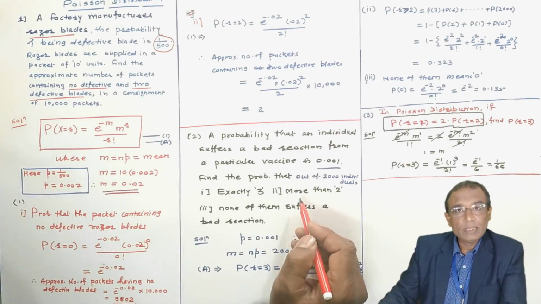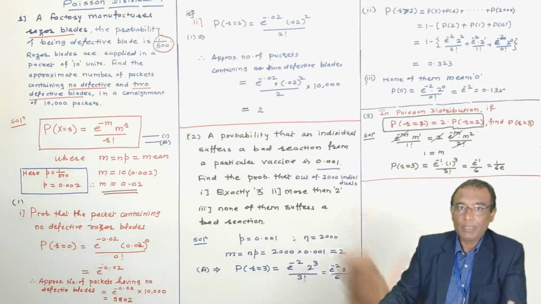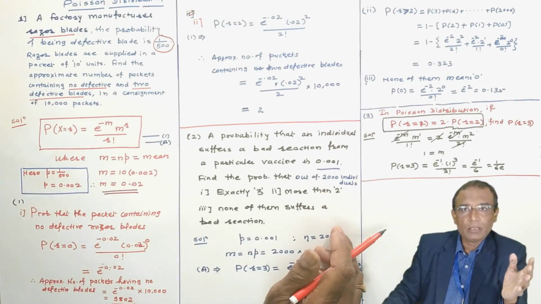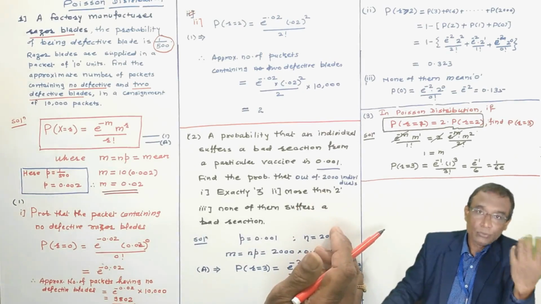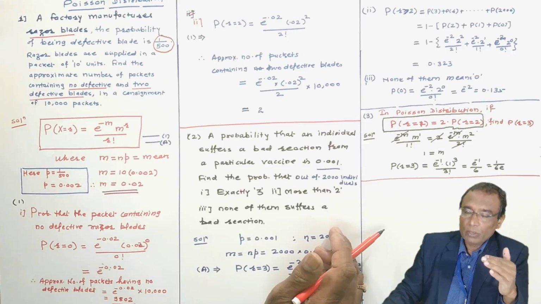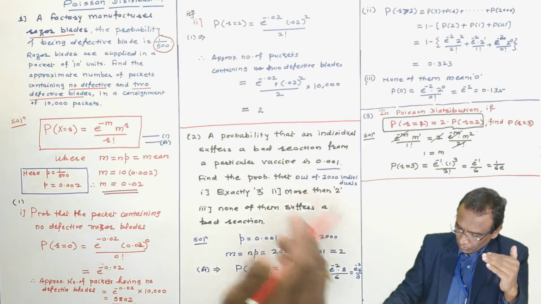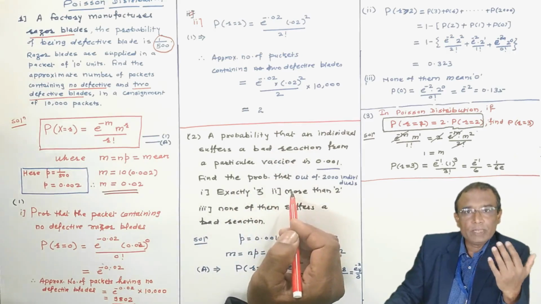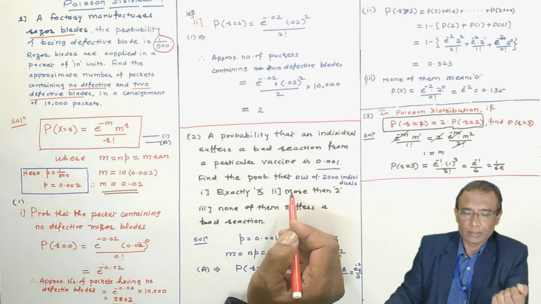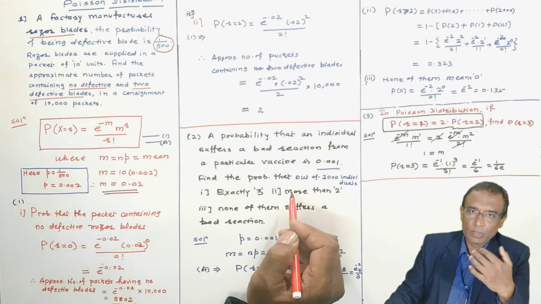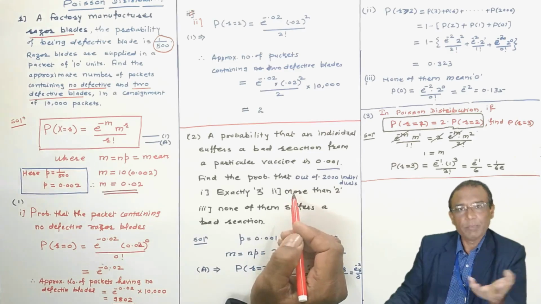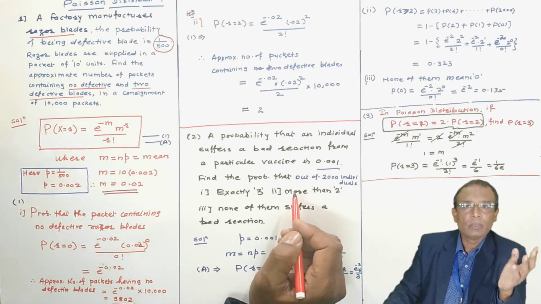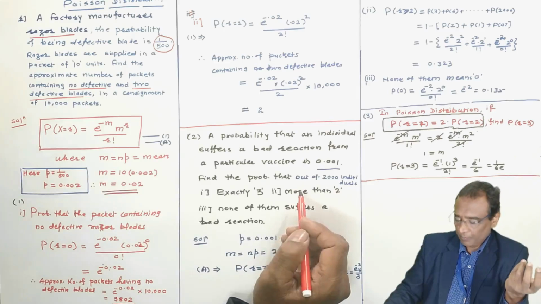Next question is what? More than 2 individuals suffer a bad reaction. How many individuals are there? Vaccination is done for 2000 individuals, and we want the probability that more than 2 individuals suffer a bad reaction. It may be possible that all 2000 may suffer from the bad reaction.